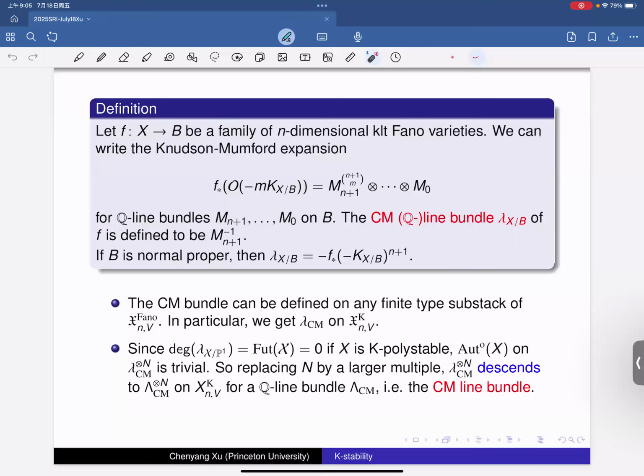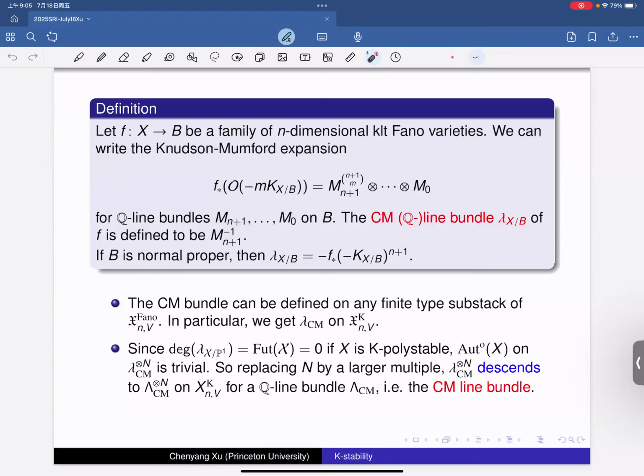Actually, this can be defined for any family of n-dimensional Fano varieties. So basically, we just push forward the... there should be a determinant here. The determinant of this line bundle, you can just take the Mumford–Knudsen expansion, and then you have this term. And then again, the leading term, but now we take the inverse, which is the same line bundle. If your K_X is a Q-line bundle, then you have to scale it and scale back, and then you get a Q-line bundle. But it's not a big deal.